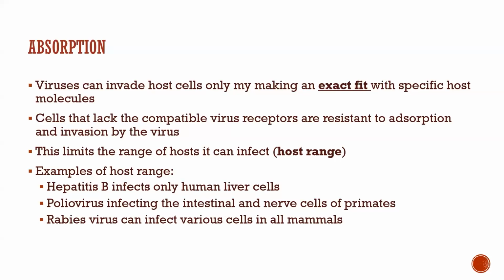So some examples of host range could be things like hepatitis B can only infect human liver cells. It's not going to infect human brain cells. It's not going to infect bat cells. It's not going to infect skin cells. It's only one specific species, humans, and a very specific cell type.